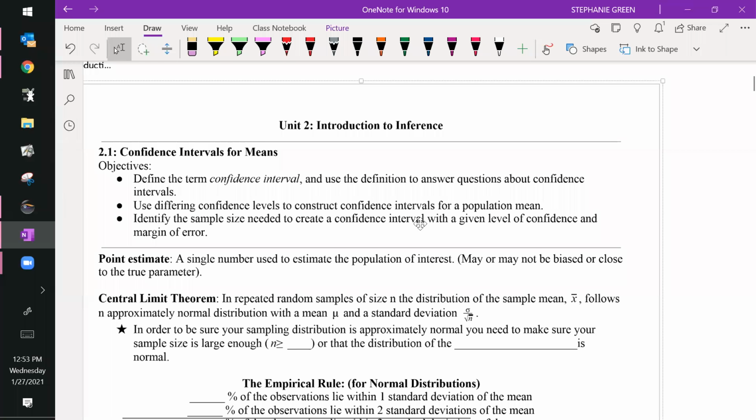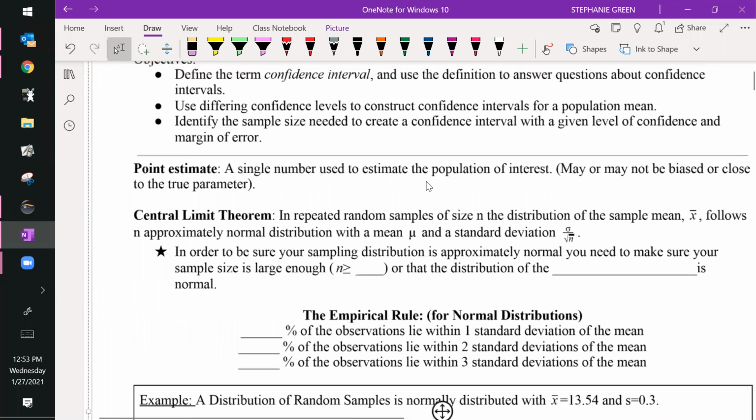All right, guys, so here in Unit 2, we're going to talk a bunch more about some specific ways that we can make an inference. Remember, an inference is something that we are just concluding about a population based on a sample statistic. So these first few things we see here are just vocabulary that we talked about before.